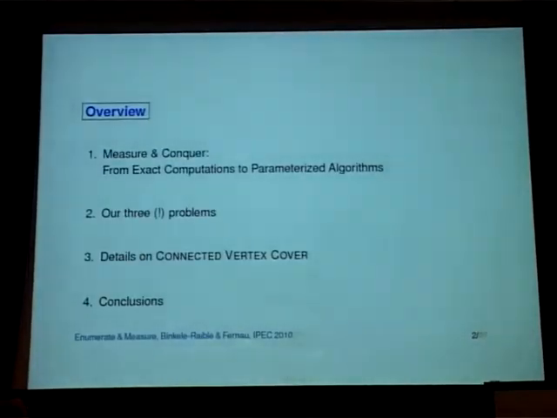And so that's just an overview of my talk. I will first get a little bit into this question, what's measure and conquer and what are the problems with applying this within the parameterized framework. Then I will list 3 problems which I would like to talk about a little bit, make you familiar with those, and finally concentrate on one of those, namely connected vertex cover. And then I will conclude, hopefully, in the end.